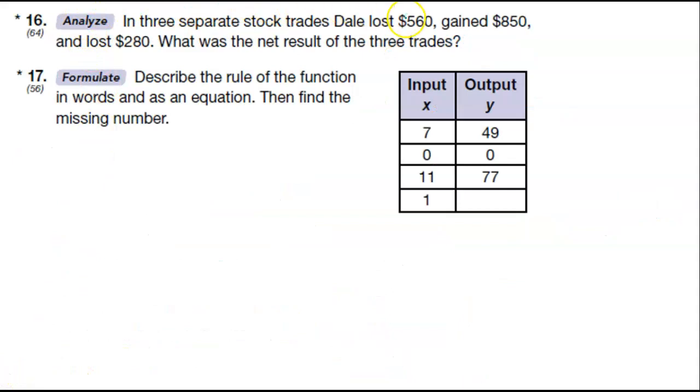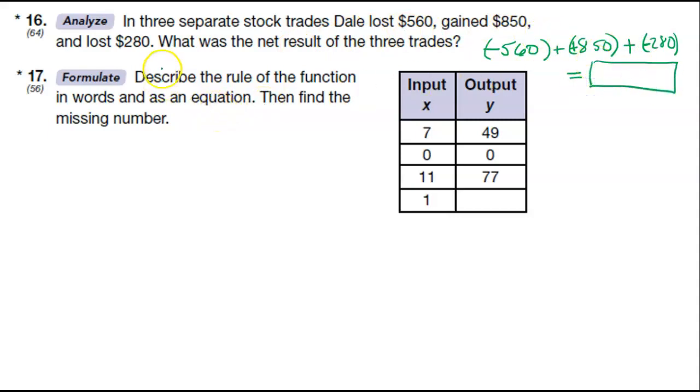In 3 separate stock trades, Dale lost $560. He gained $850, and then he lost $280. What was the net result? So you're going to, it's negative 560 plus a positive 850, whatever you get there. You could do plus a negative, because that's a loss. So let me know if you have trouble with that one.